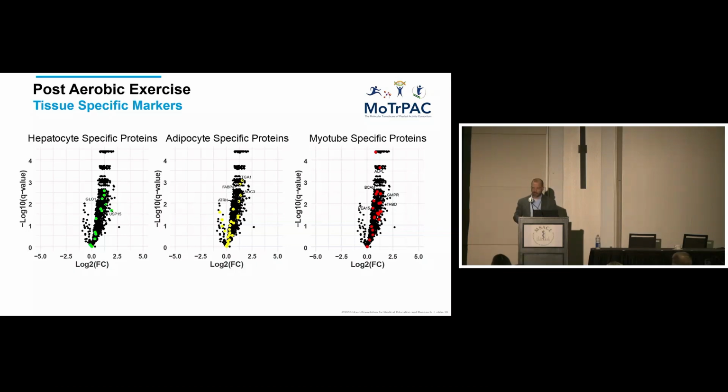So this is the same volcano plot in each facet. It's just overlaid with some candidate tissue-specific markers that we identified from some cell culture experiments.